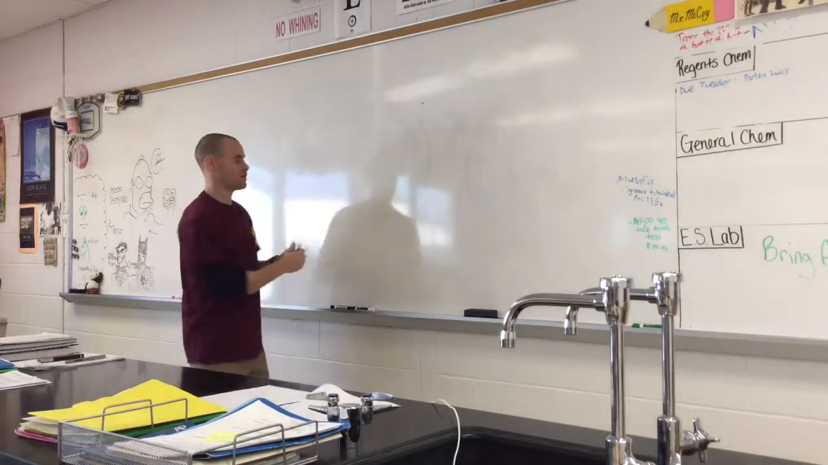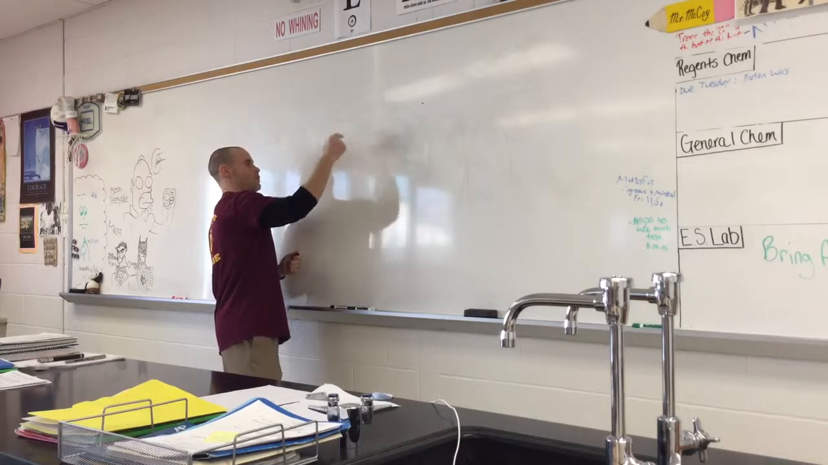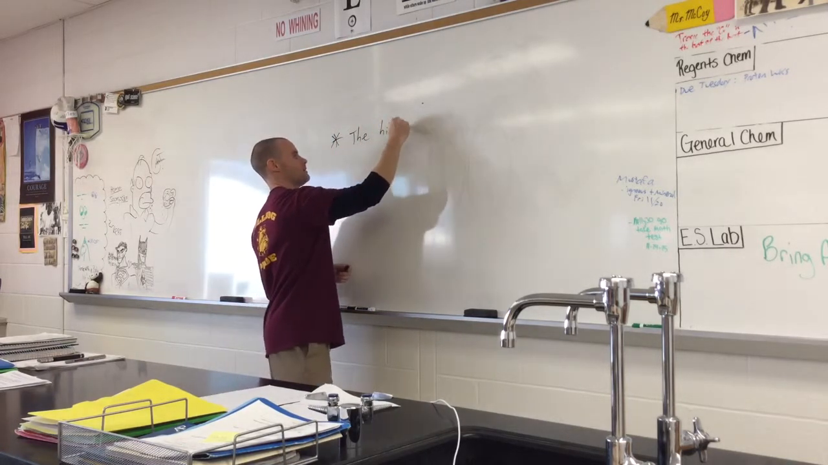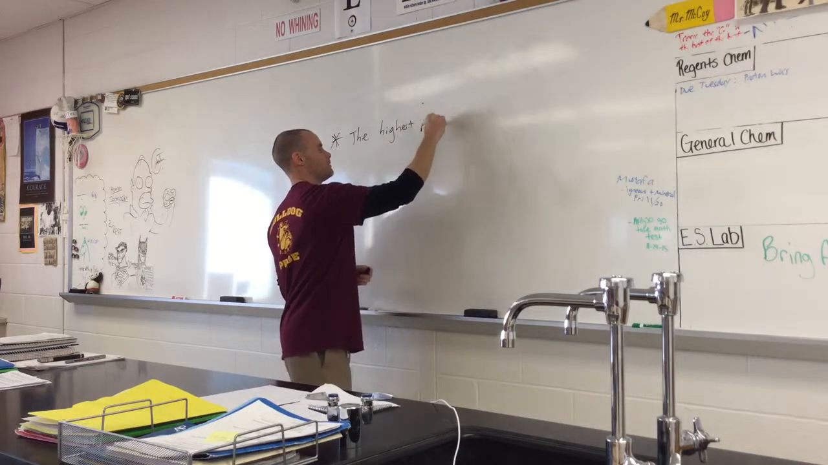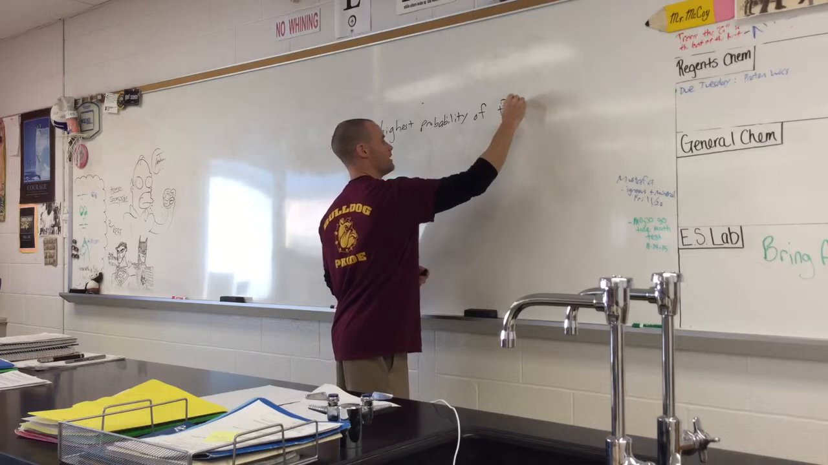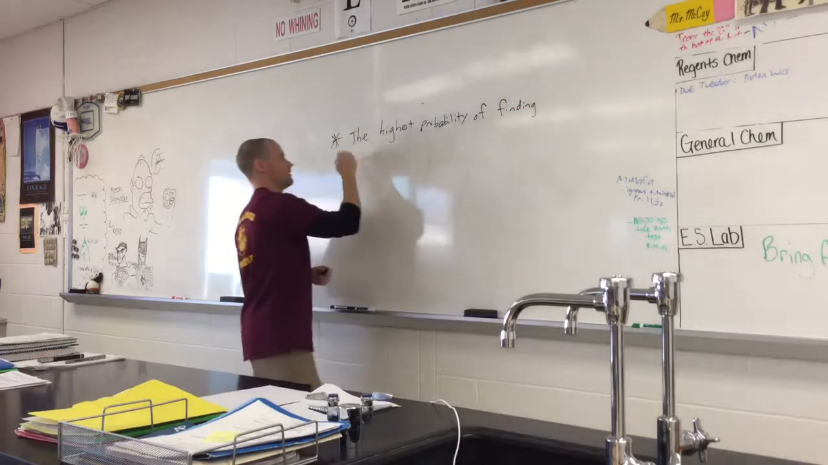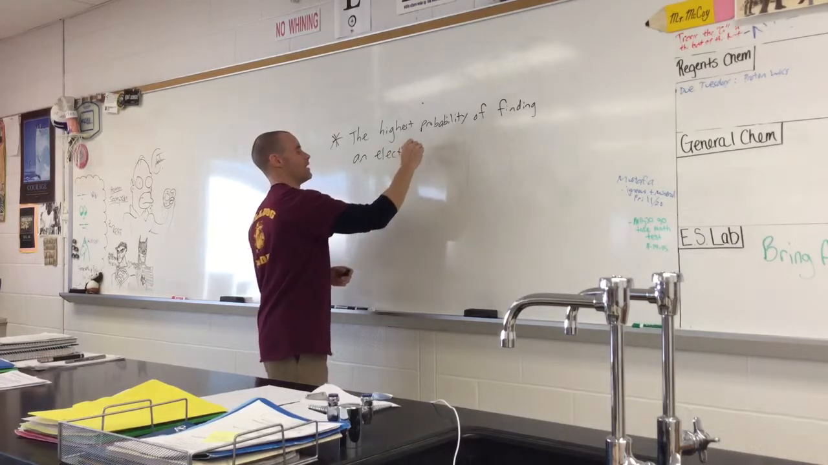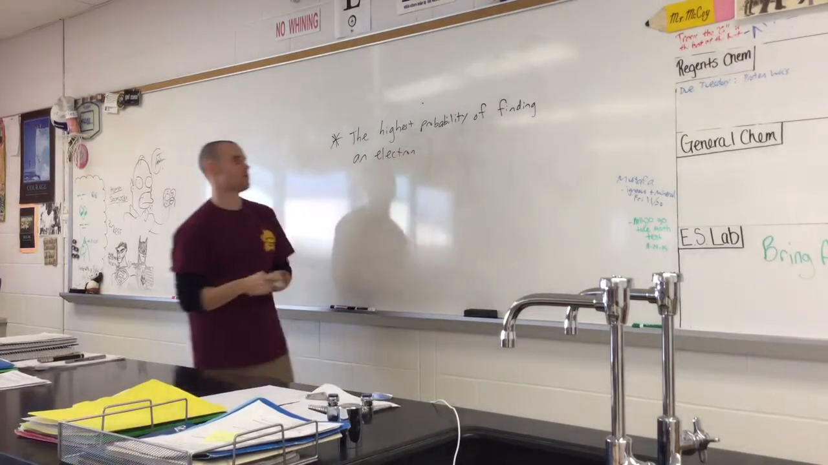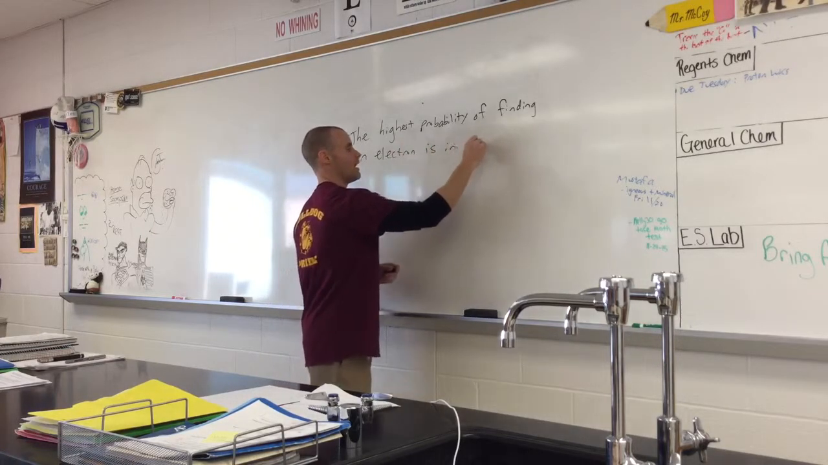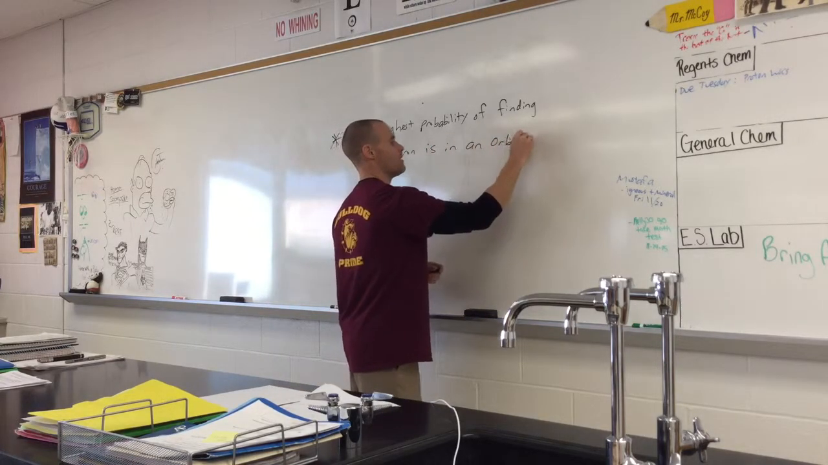So, last thing we're going to put with this. Write this down. The highest probability of finding an electron is in an orbital.